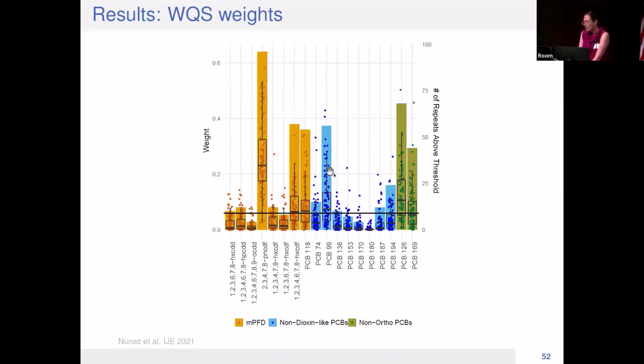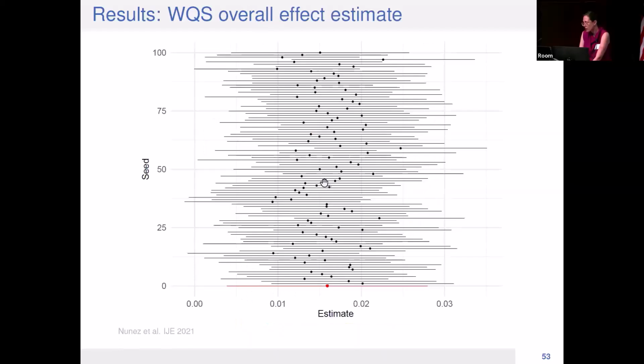But you also see that there's some variability in the estimated coefficients. And these are the results for the overall effect. As you can see, in this case, except for 3 seeds, the overall effect estimate was always significant, but with great variability. The red one here is the pooled effect estimate.